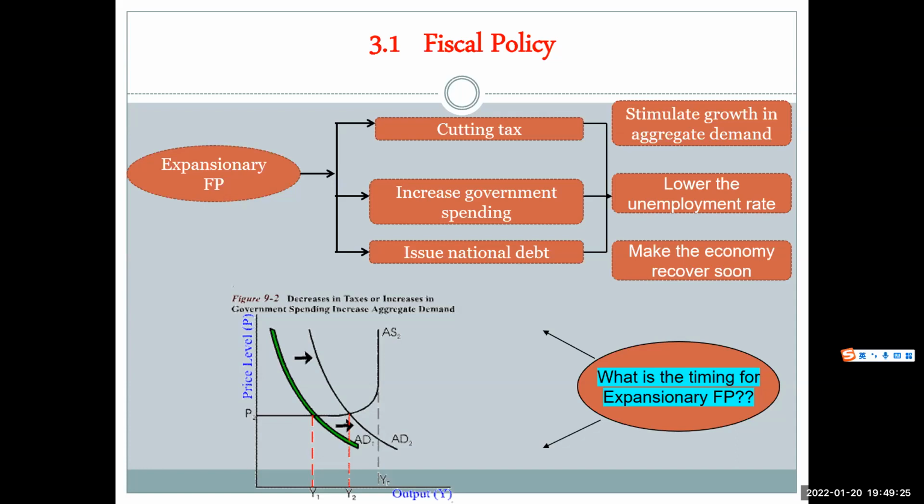So let's see the right column of this slide. It can first stimulate growth in aggregate demand. Of course, cutting taxes. Yes, infrastructure. Because infrastructure can actually make the economy recover very soon because it has a very long industrial chain, and it can also lower the unemployment rate, right? When each city needs to build more public housing projects, and also we need to build more high-speed railways, we need more laborers, we need more materials. So actually, it is a very effective way for the country to recover from the financial crisis, right?